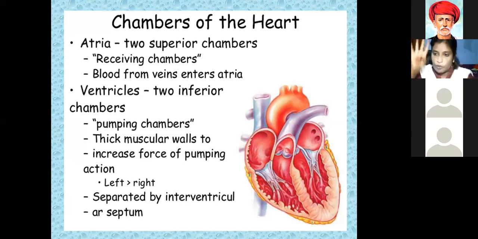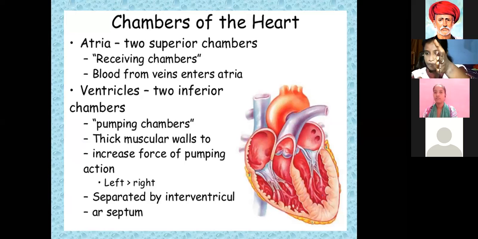These four chambers help move the blood throughout the body, from the heart to all parts of the body and from all parts of the body back to the heart, towards and away from the heart. Can you understand this line? Yes, madam. These are all four chambers.